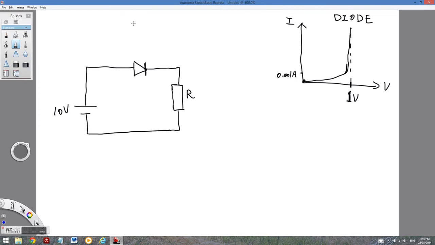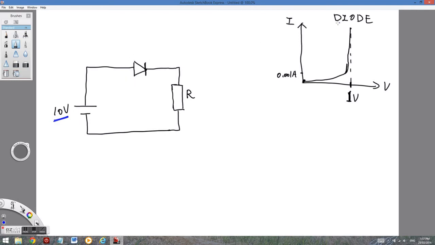Now have a look at these calculation problems. I have a circuit with a diode, well, it's a DC circuit, and I want to find the voltage across the resistor. I have no idea what the resistance of the resistor is, and I don't need to. I have 10 volts here, so the diode uses some voltage.